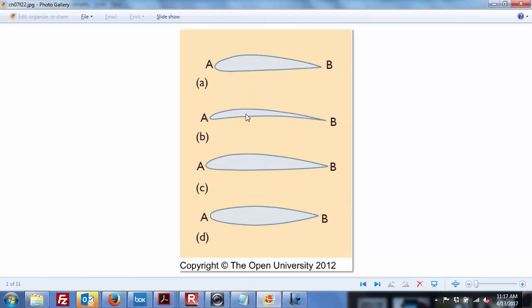This is the wing you might see on a bird's wing. This is what you might see in a fish. So anything that's moving through fluid has some kind of shape. It's going to have some lift. It's going to have some drag. Okay.